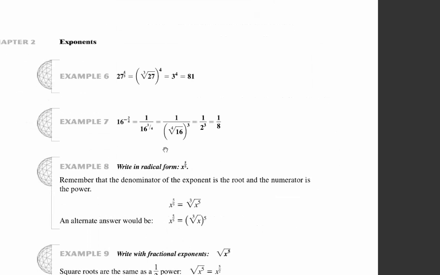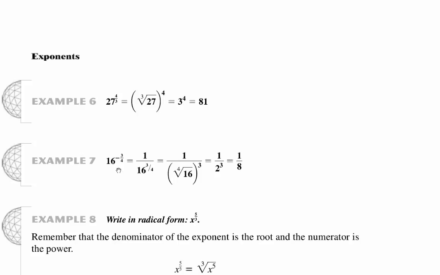When you look at another example, we have 16 to the negative 3/4. So to get rid of the negative exponent, right away they bring the 16 down, make the exponent positive. And now the 4 goes in my index and the 3 is my power. So you're asking yourself, what number multiplied by itself 4 times gives me 16? That answer is 2. And then you raise 2 to the 3rd power to get 8.